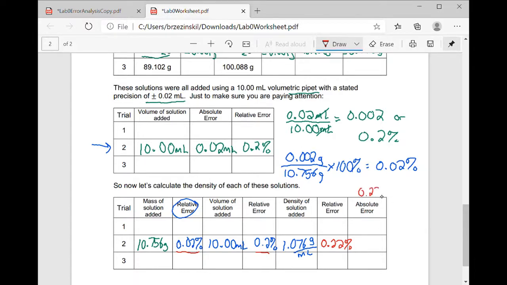And 0.22% of 1.076 grams per milliliter is the same as 0.0022 times 1.076 grams per milliliter, and that ends up being 0.002 grams per milliliter.